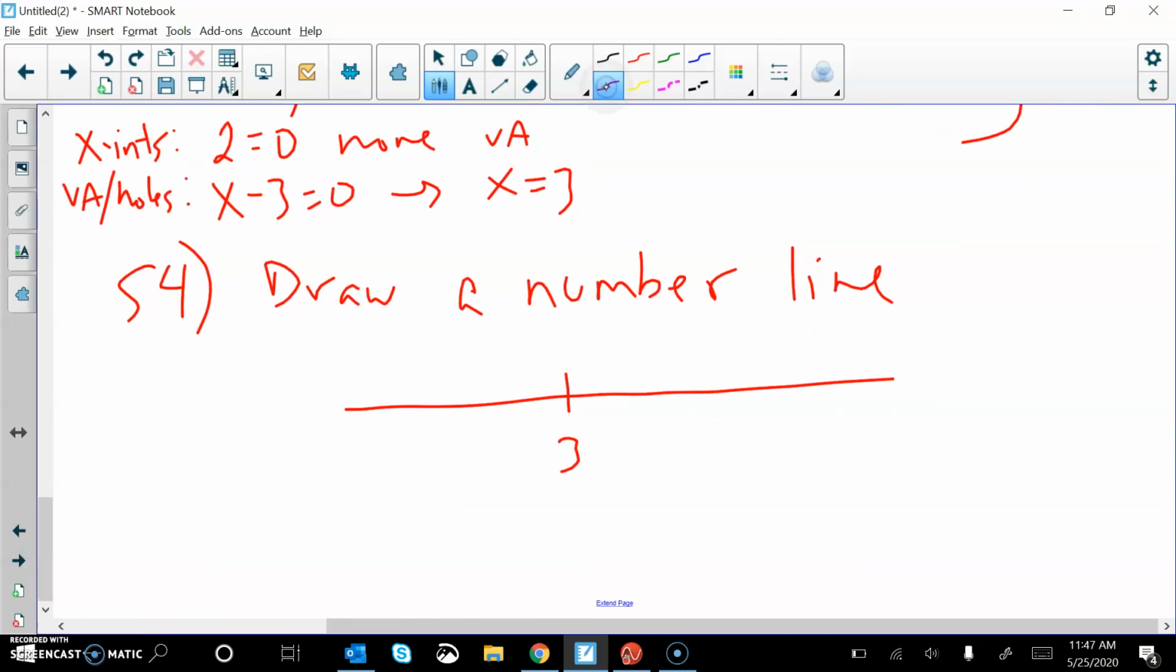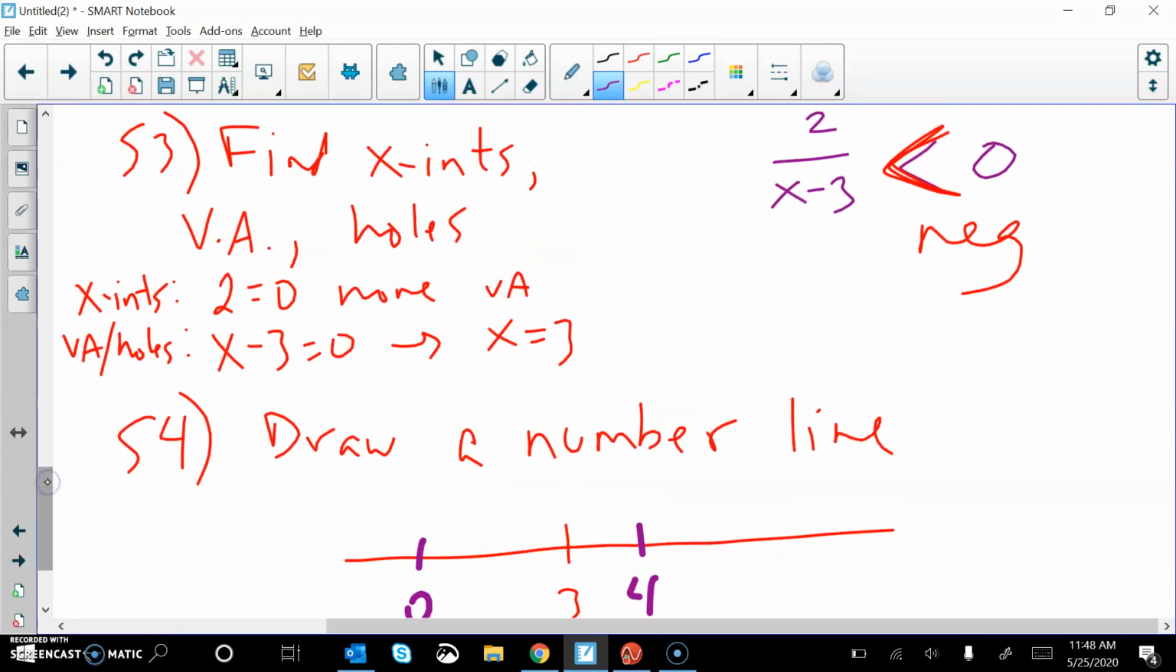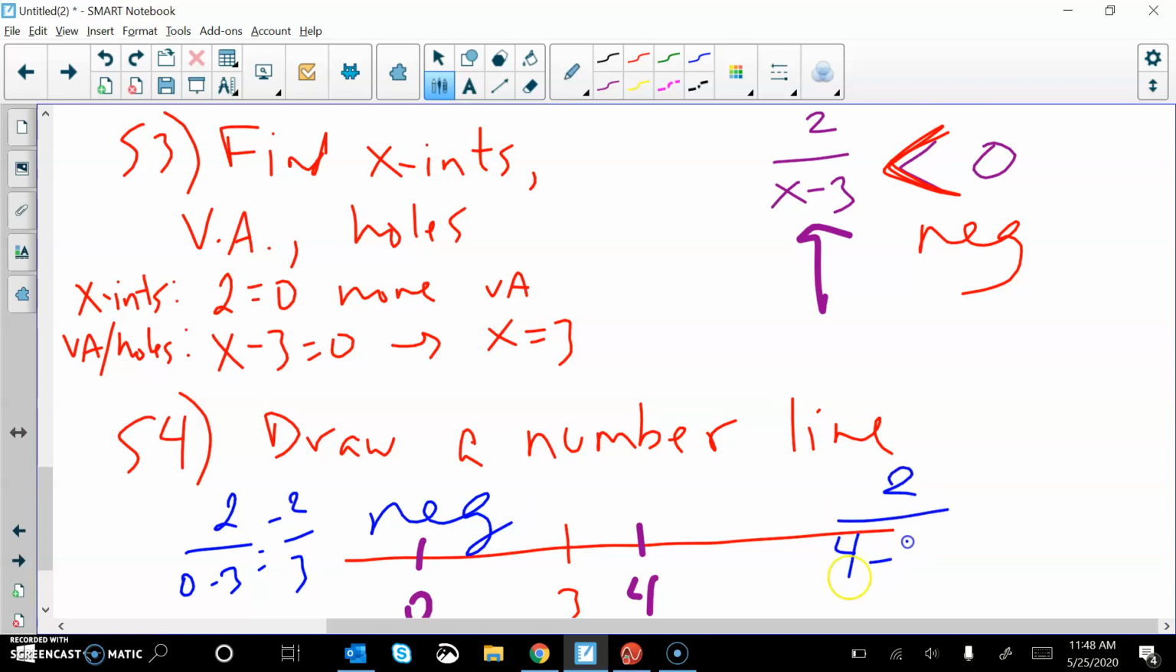All right. So make your life easy. Just pick 4 right after it. Don't pick a much larger number. On the other side, it's up to you. 2, 1, or 0. I'm going to plug in 0. That's a lot of times easy to work with. I'm plugging these into 2 divided by x minus 3. So 2 divided by 0 minus 3. So negative 2/3. So this entire interval will be negative. Let's plug in 4. Over 4 minus 3 is 2.